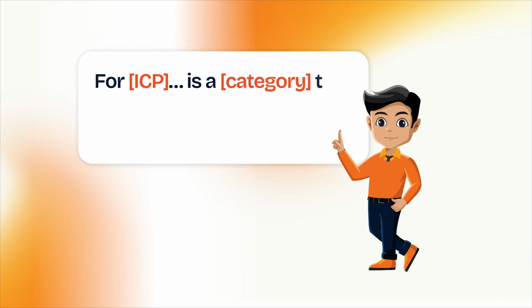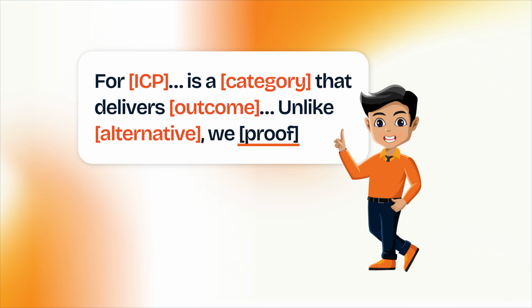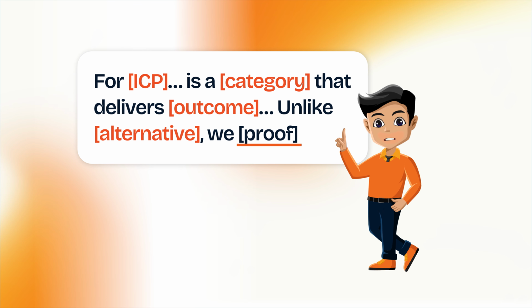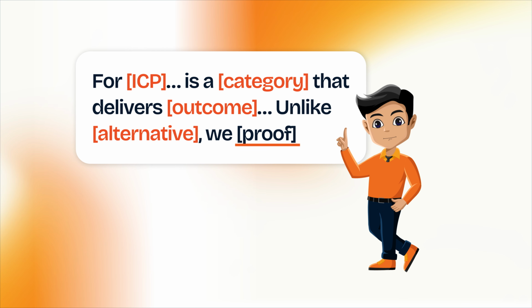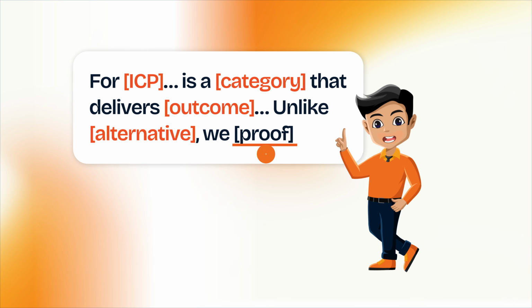Now write your positioning statement. Keep it sharp. For ICP who struggle with primary pain, brand product is a category that delivers core outcome. Unlike primary alternative, we differentiated mechanism size proof. Fill that in. If you can't, you're not ready for channels.